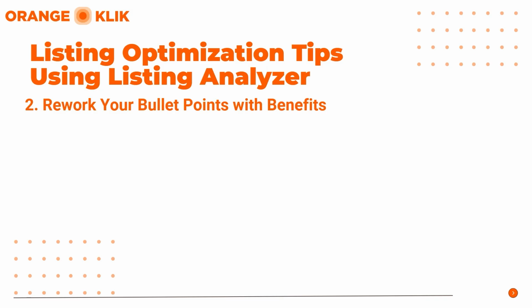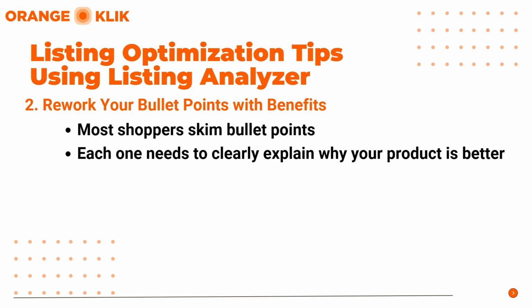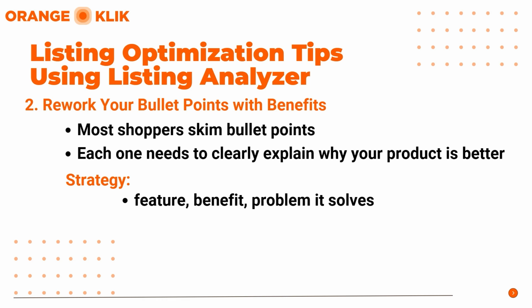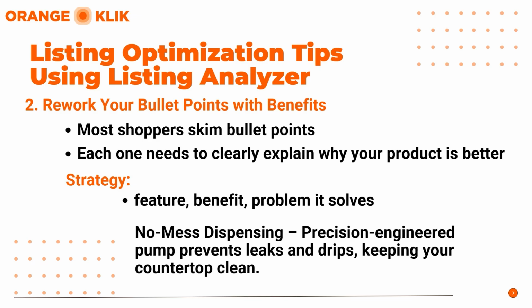Second strategy is to rework your bullet points and benefits. Most shoppers don't read long paragraphs. They skim bullets, so each one needs to clearly explain why your product is better. The strategy here is that each bullet should cover a feature, a benefit, and a problem it solves. An example would be no mess dispensing. Precision engineered pump or dispenser prevents leaks and drips, keeping your countertop clean. The benefit here is to connect emotionally with the buyer by addressing their pain points and offering a solution.